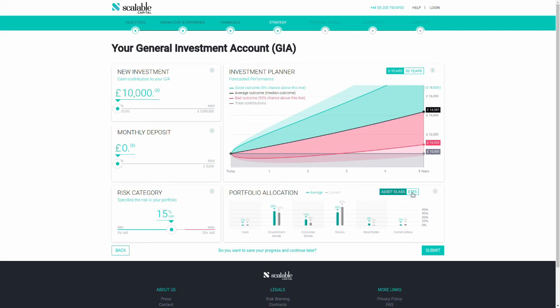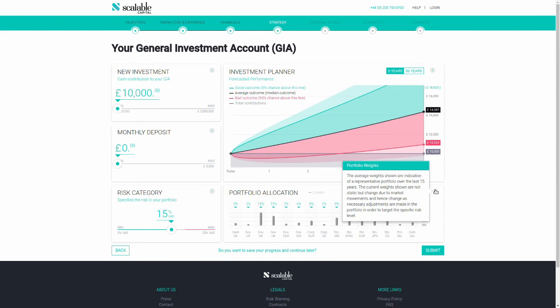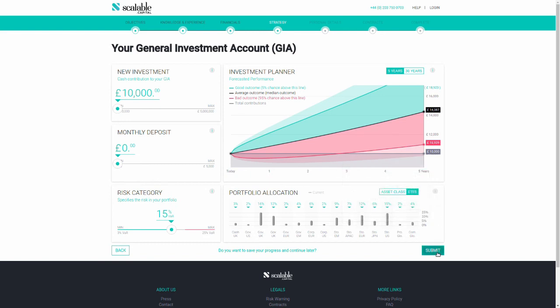Now I can look at the portfolio allocation in terms of asset classes or which ETFs they're going to buy. You can see that their US stock allocation is fairly high at 15%. And Europe's not far behind at 12%. But there's also a very big allocation to UK government bonds. And these are the average weights of an indicative portfolio, where that average is taken over the last 15 years. I'm fairly happy with these settings, so I'll carry on.